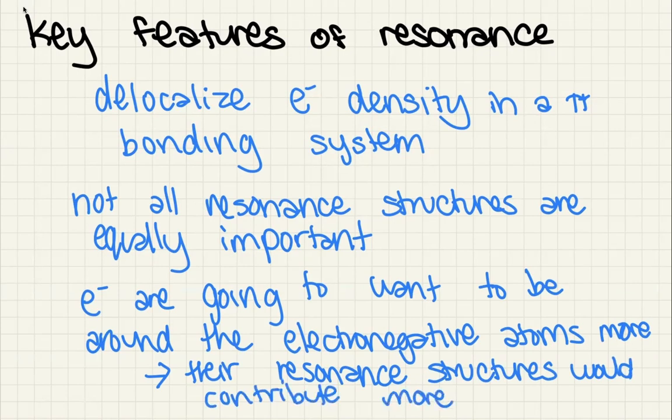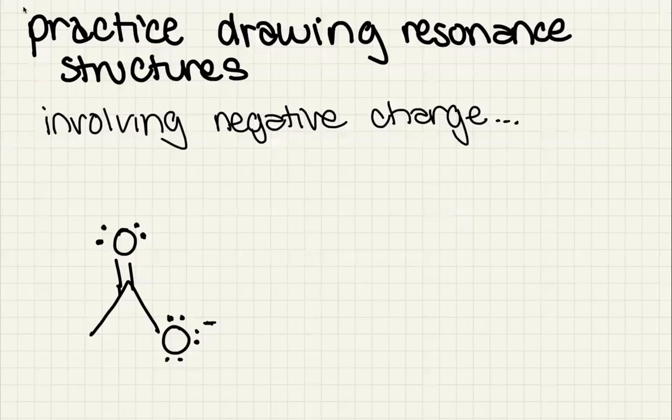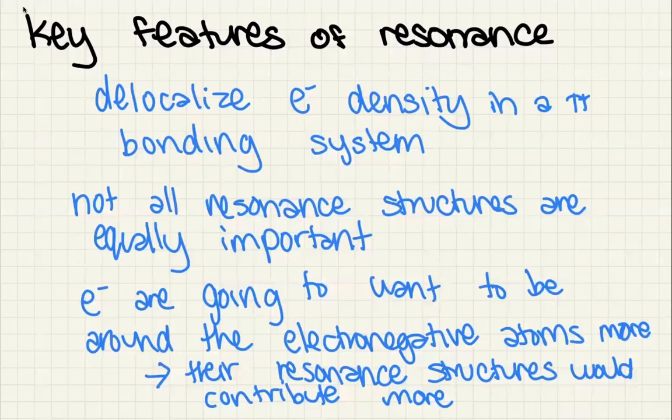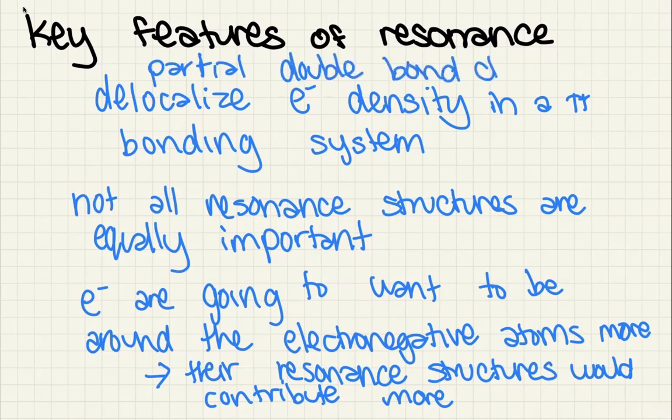So basically, it doesn't just have to be like 50-50. But when you have resonance, you're going to have something that's kind of in between a double bond and a single bond. So you're going to have partial double bond character. And we're going to see this come up a lot when we're talking about peptide bonds. It's going to be really crucial.